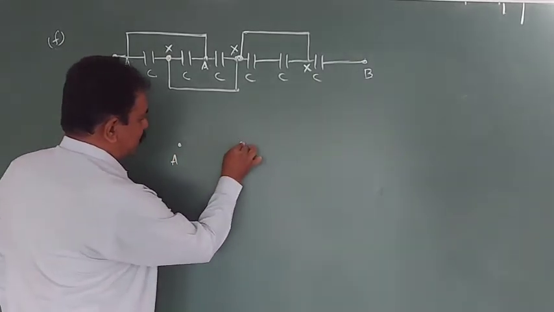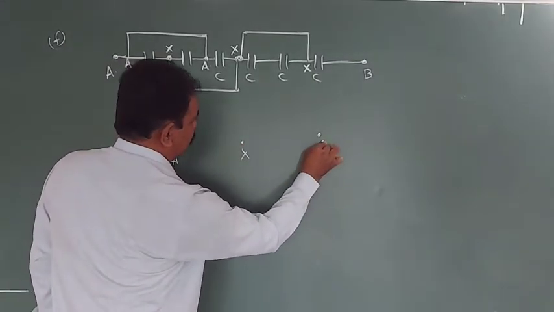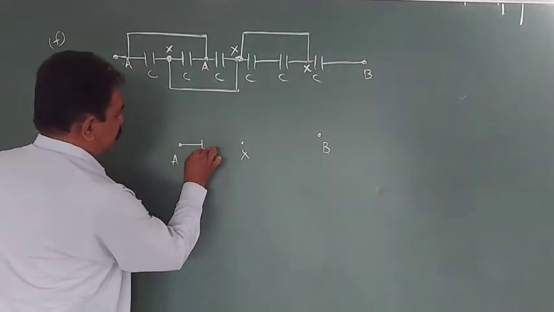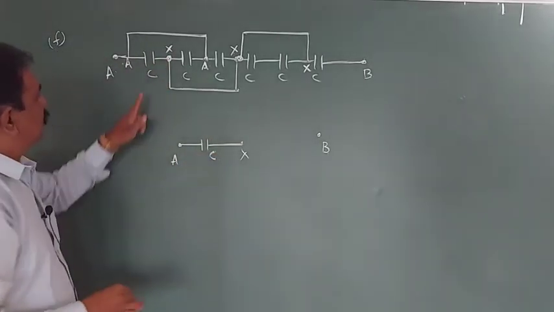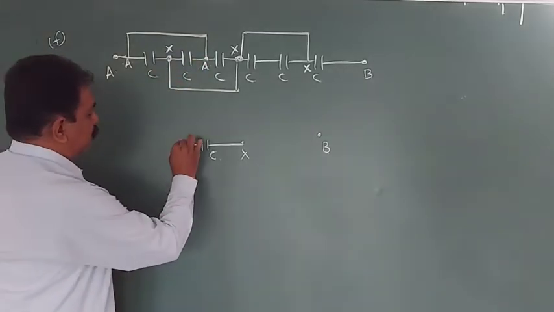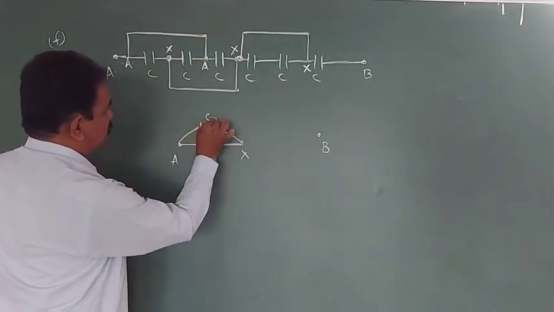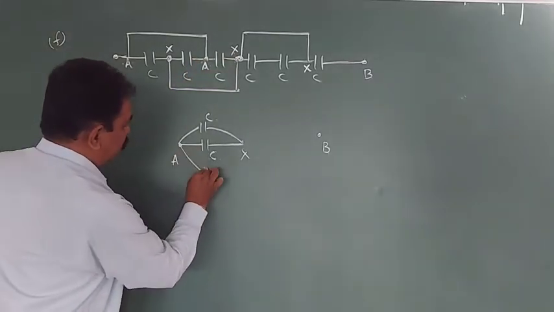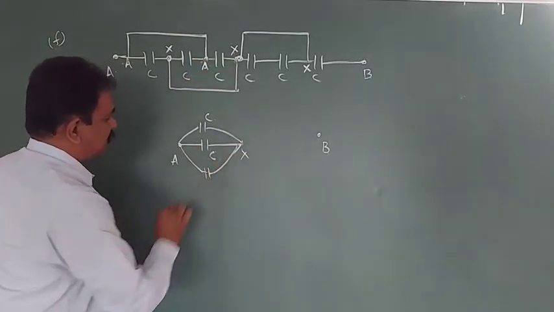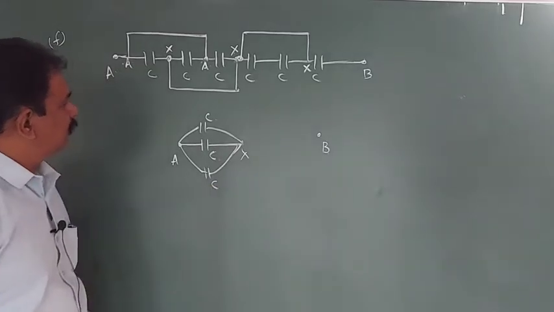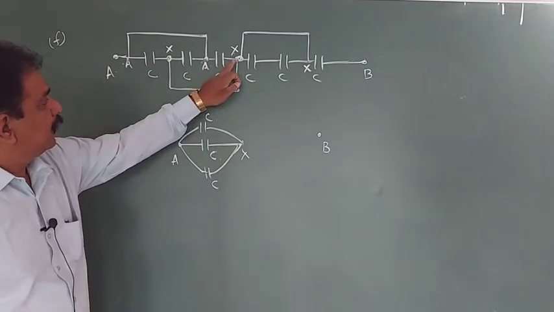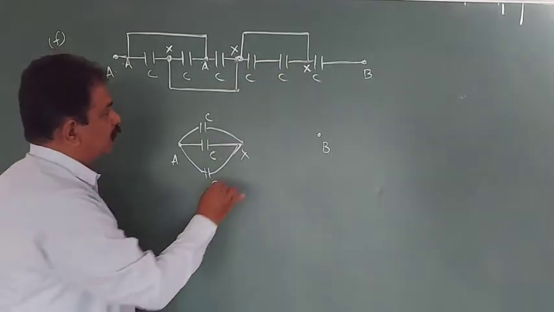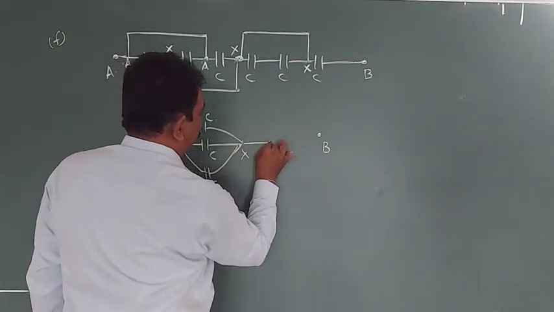Here A, here X, here B. A to X, one capacitor. X to A, one more capacitor. All are C's only. Next, A to X, again one more capacitor. C, all are C's only. Next, X to X, two capacitors. X to B, one capacitor.